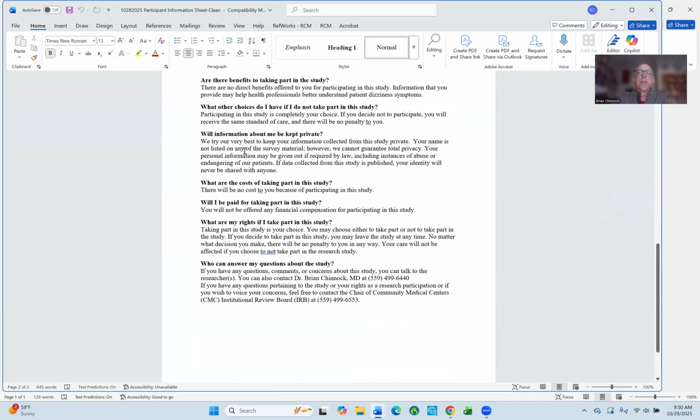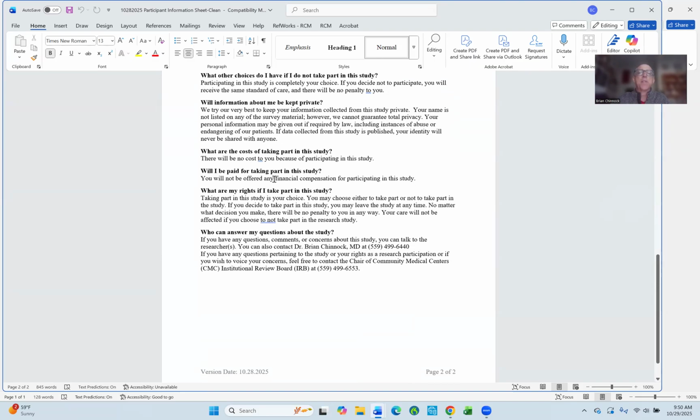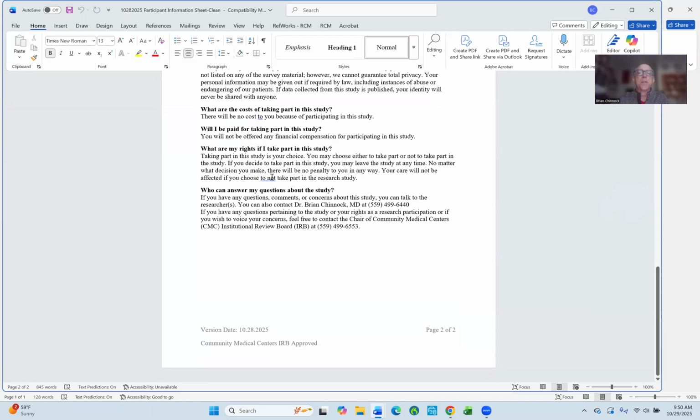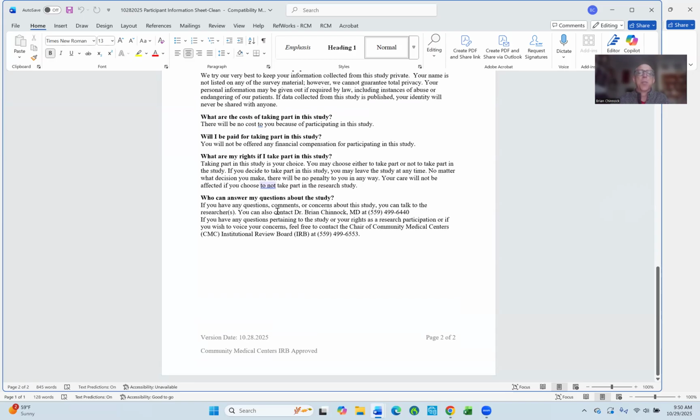We keep all this information private. We don't write down your name, number, anything like that. There's no cost for being part of the study. There's no payment received. By taking part in this study, you're not giving up any of your rights. You can leave this as you would as a normal patient. You'll have a copy of this, so if any questions come up later, you can contact the physician who is in charge of this study.